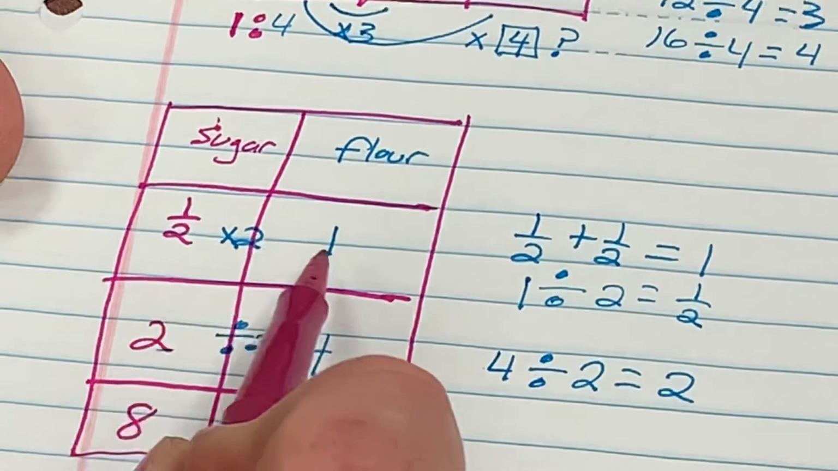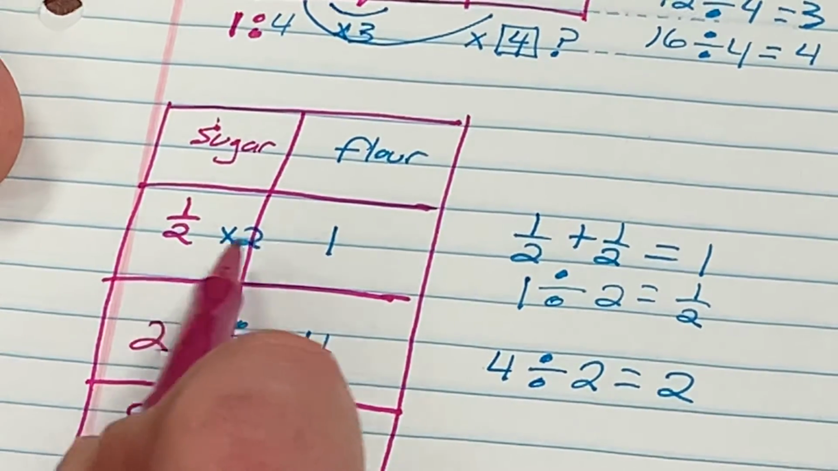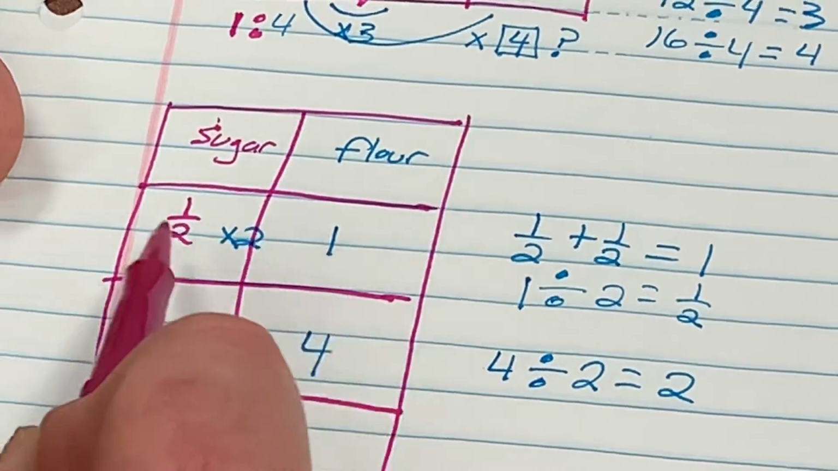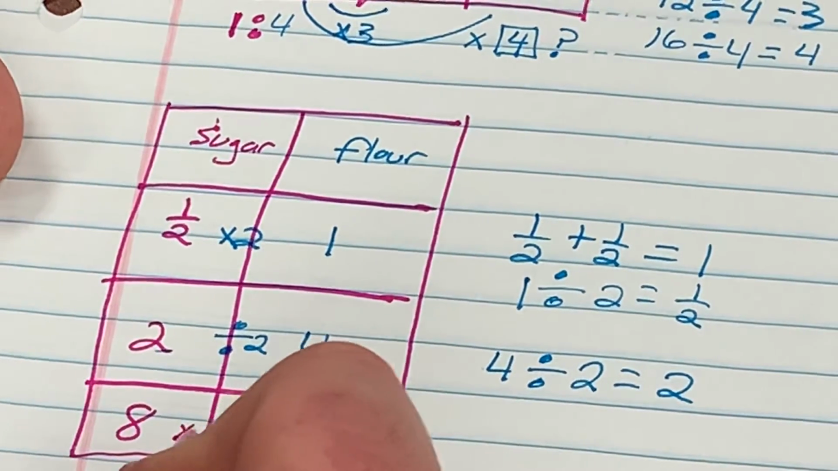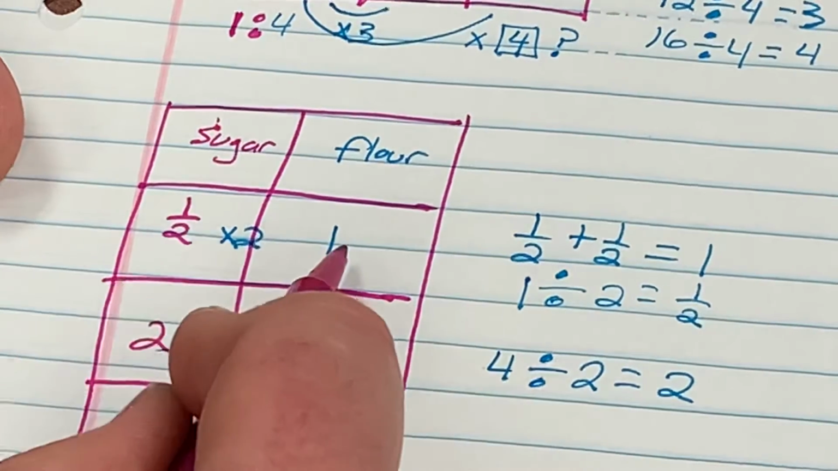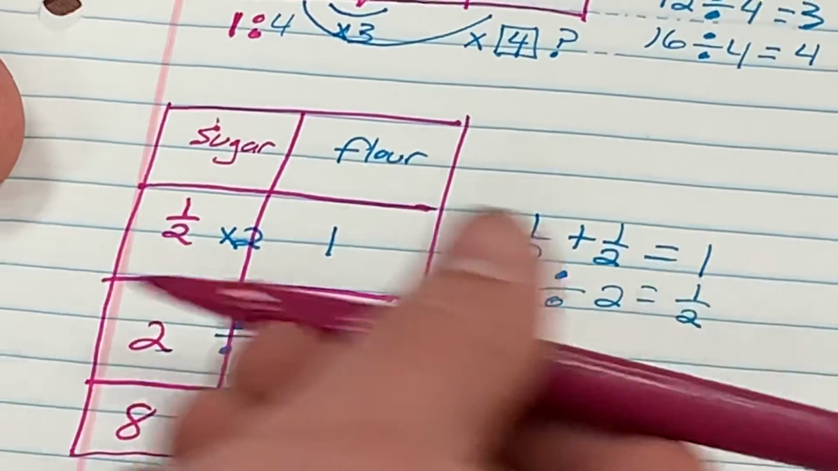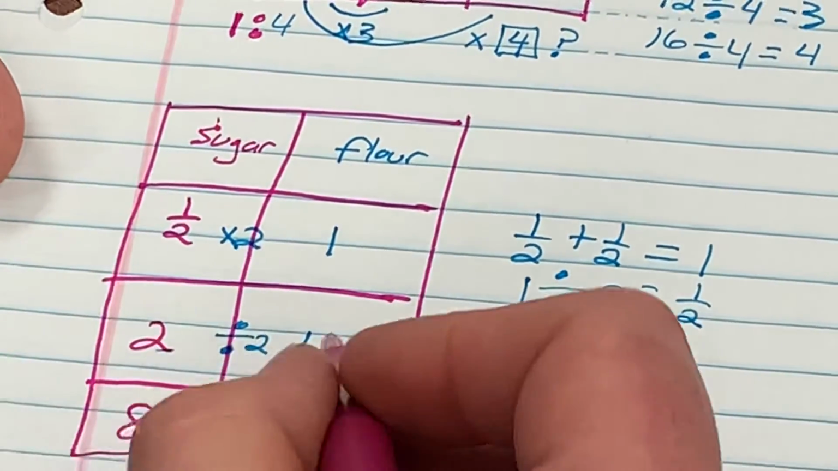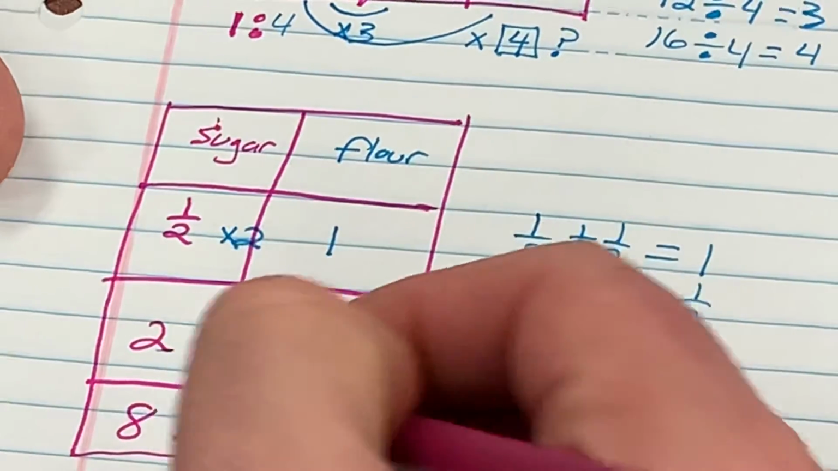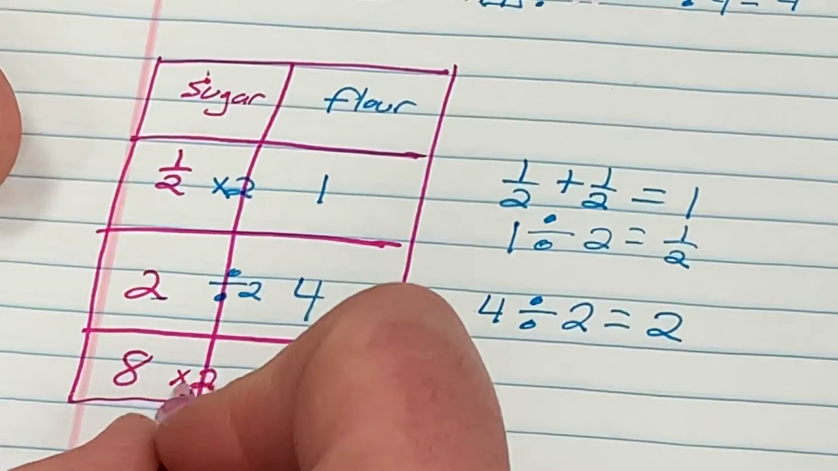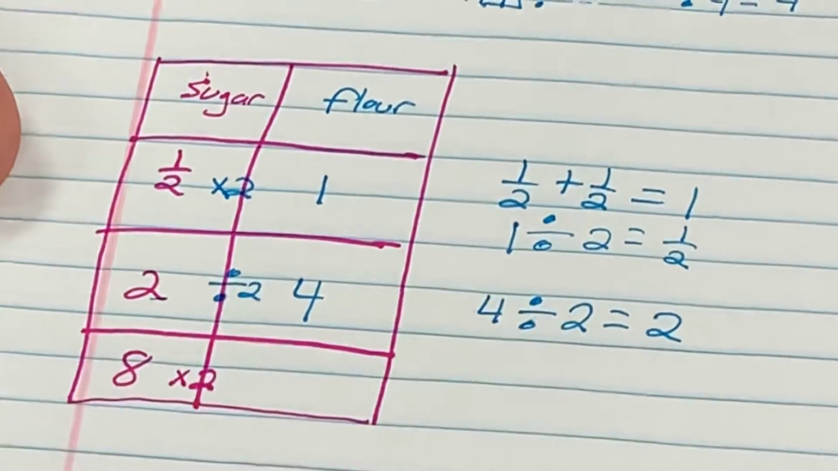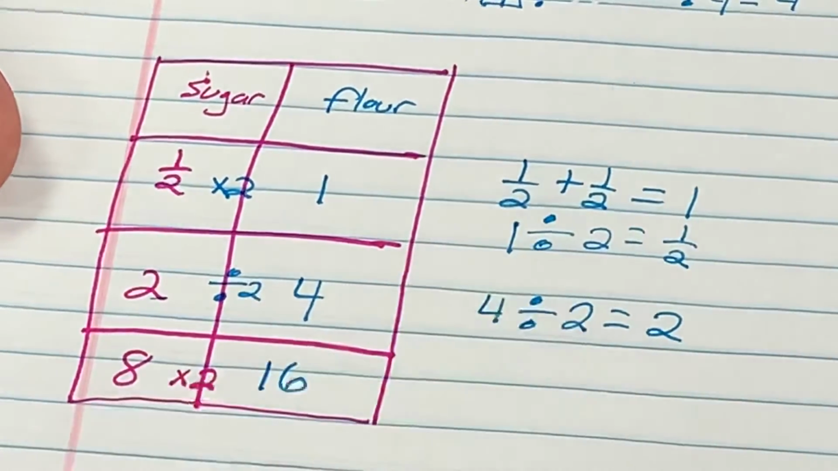Notice if I'm going to flour, I'm going from the smaller number to the larger number because we have more flour than we have sugar. I'm going to have to multiply times 2. So I'm multiplying here to get this answer, but when I'm going back, I have to divide because 2 is my constant throughout. I just have to make sure I use the correct operation with it. So 8 times 2, that's going to give me 16 cups of flour.